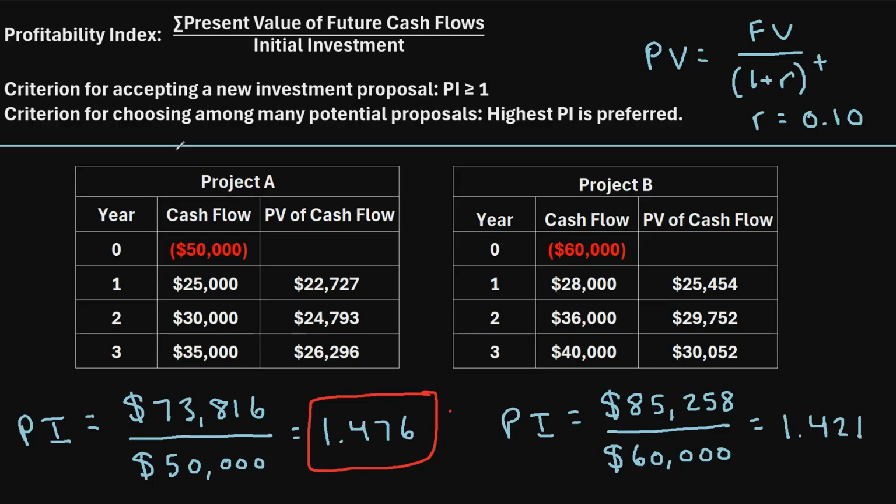Now, in a perfect world, if a company has enough money to fund both of these projects, then they should go ahead and do so because both projects have a profitability index greater than 1, so they both will be profitable. But if there's a constraint, if the company can only spend a certain amount of money, then they should choose Project A because it has the higher profitability index.